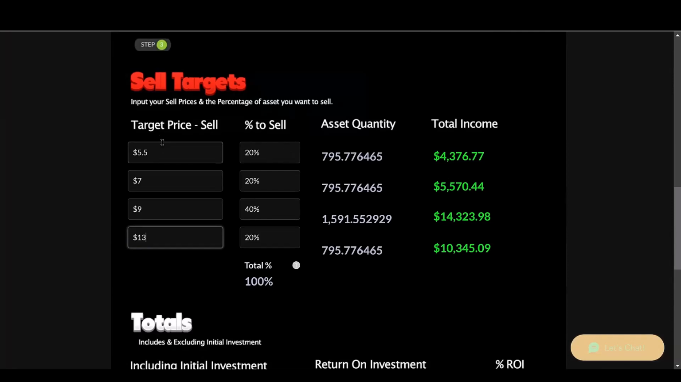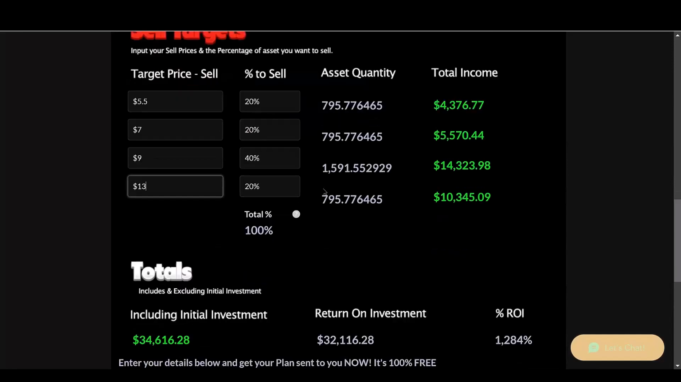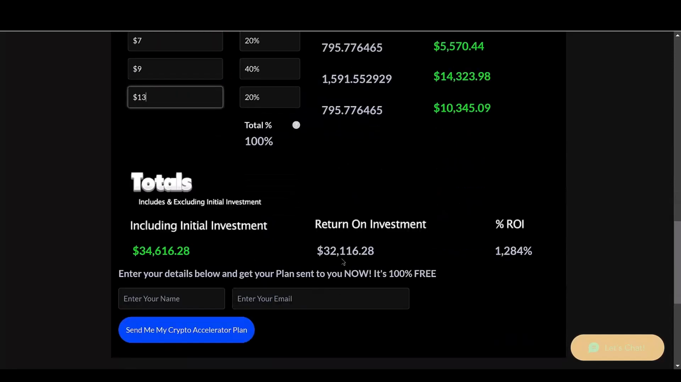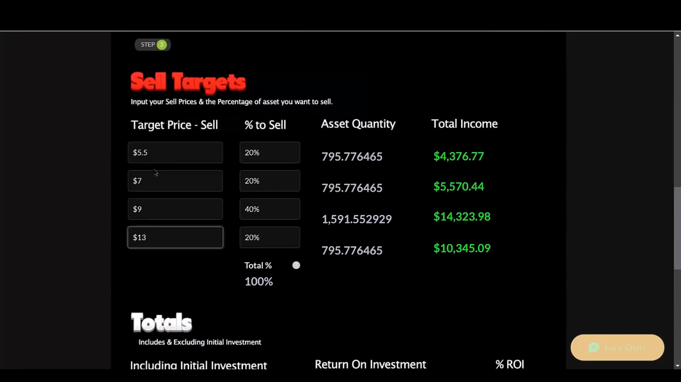Again, if you're banking on these sell targets, then you need to play around with these percentages that will maximize your return on investment. So now our return on investment has increased. Obviously, we're up to that 32,000. We've got ourselves a 1,280% ROI, just under 1,300. Now we'll alter these sell targets based on some real, I don't want to call them hopium targets.